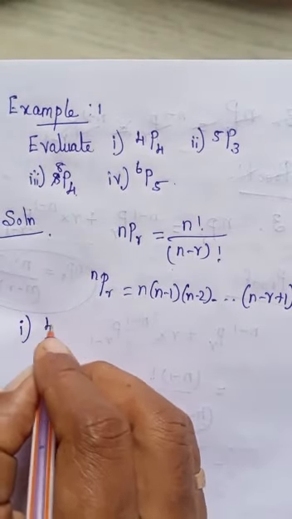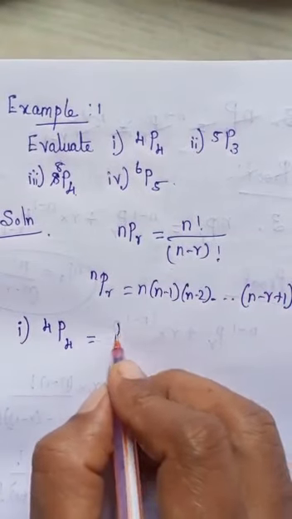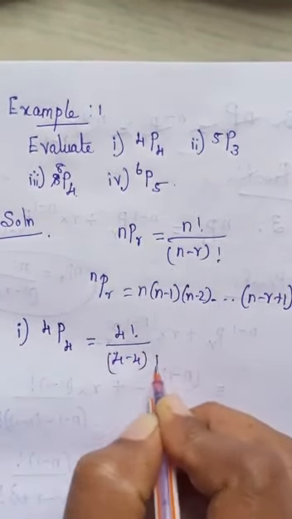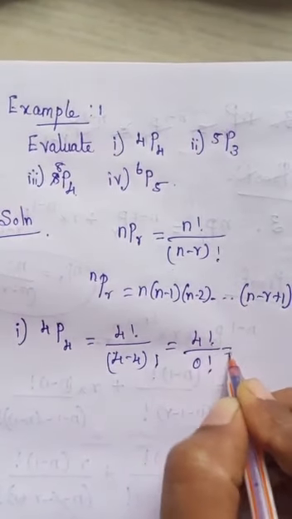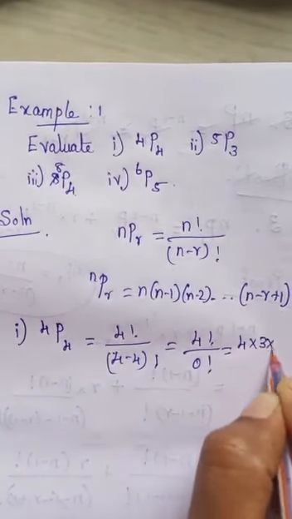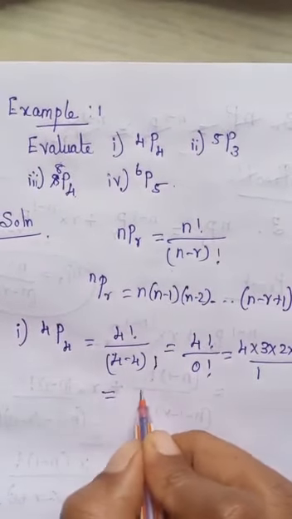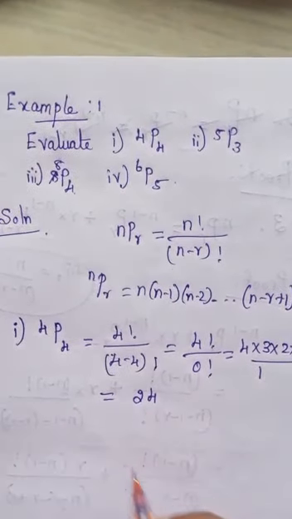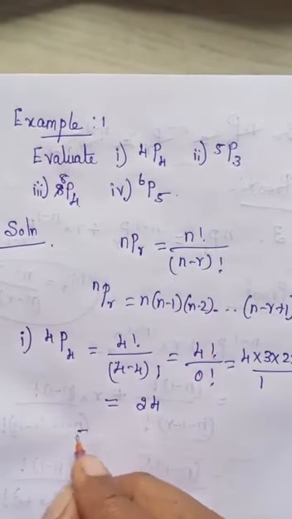The first one is 4P4. As per this, when you use 4 factorial by (4 minus 4) factorial, you may get 4 factorial by 0 factorial. That is 4 into 3 into 2 into 1 by 0 factorial, which is 1. Therefore our answer is 24. This is one method, isn't it? Or as per this formula, how will you do it?